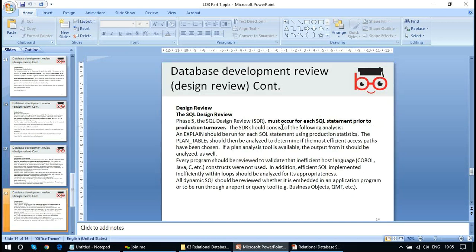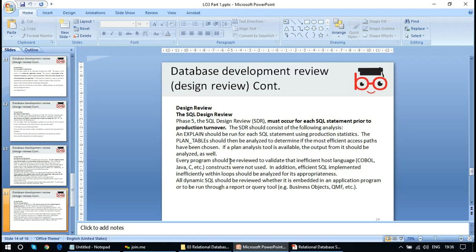SQL design review. SQL is structured query language and is responsible for interacting with the database, and the review must occur for each SQL statement prior to production turnover. The SQL design review should consist of the following. An explain should be run for the SQL statement using production statistics. The plan table should be analyzed to determine if the most efficient access path has been chosen.